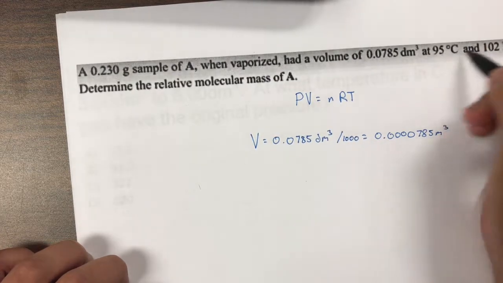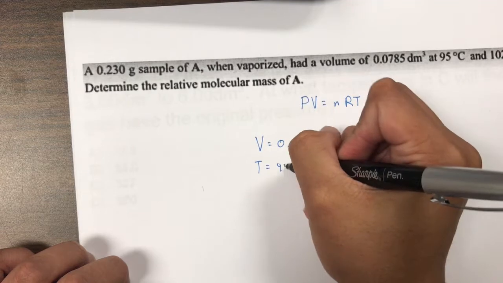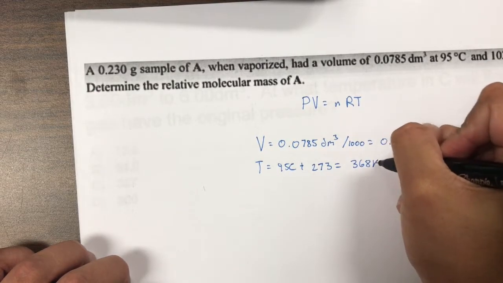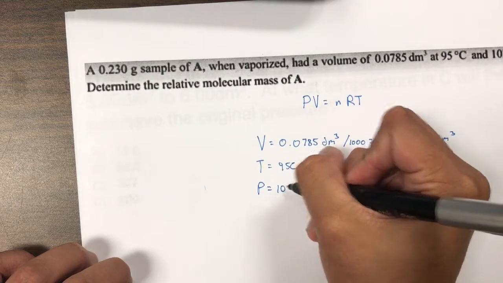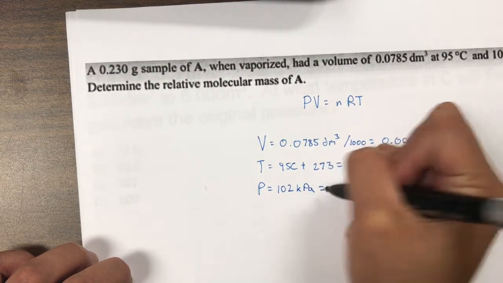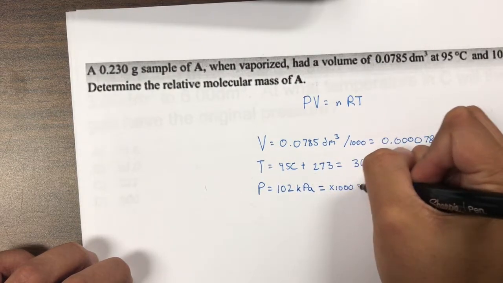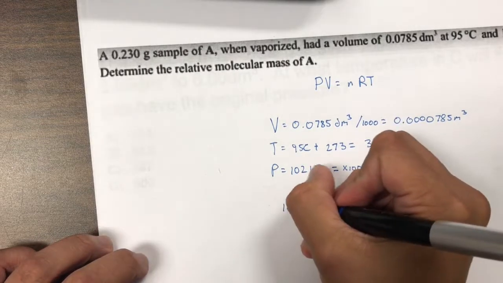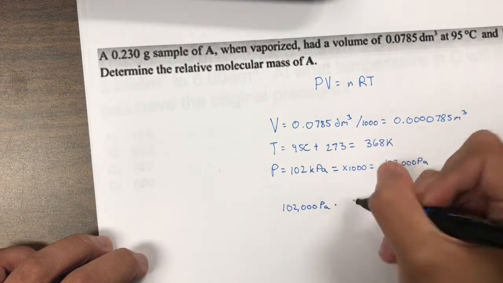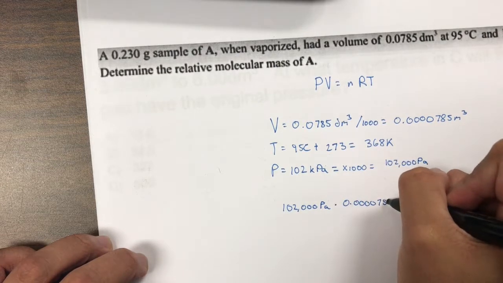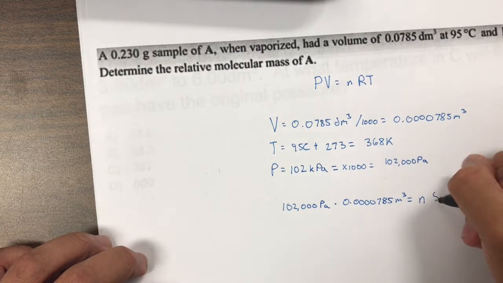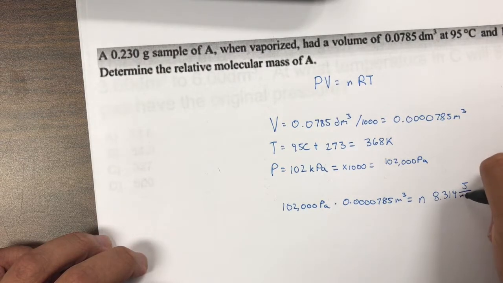And we get 0.0000785 meters cubed. Our temperature, 95 Celsius, needs to be in Kelvin. So that's 368 Kelvin. Our pressure, 102 kilopascals, needs to be in pascals, so we're going to times by 1,000, 102,000 pascals. So let's plug it into our equation. We've got 102,000 pascals times 0.0000785 meters cubed. This is equal to n, which is what we're searching for, times the gas constant, which is 8.314 joules per mole times Kelvin, and times 368 Kelvin.